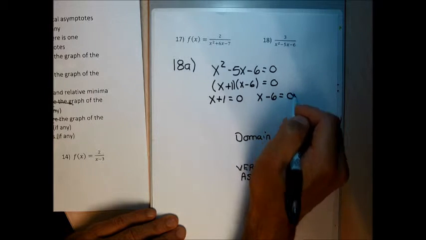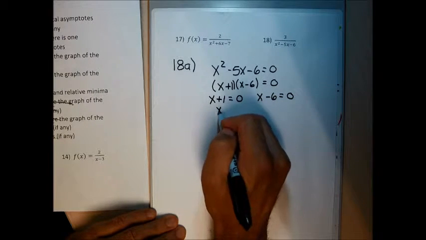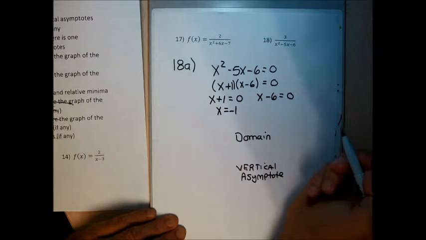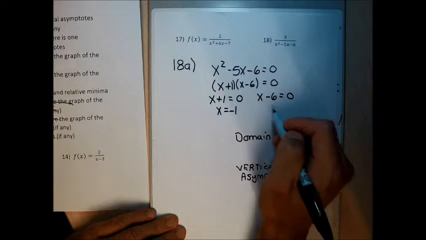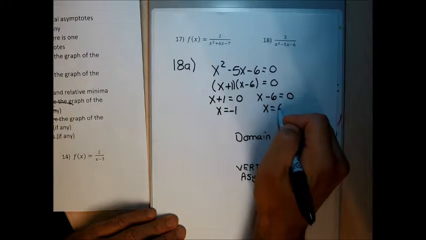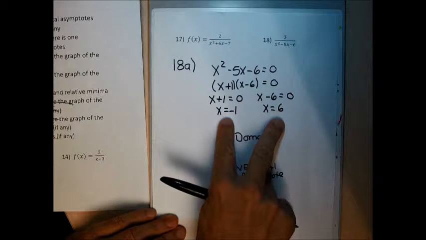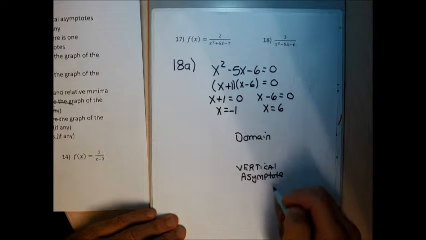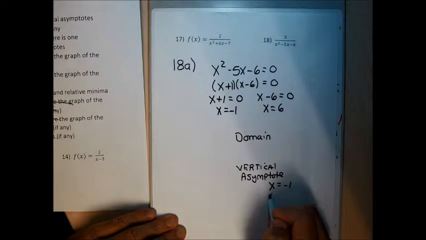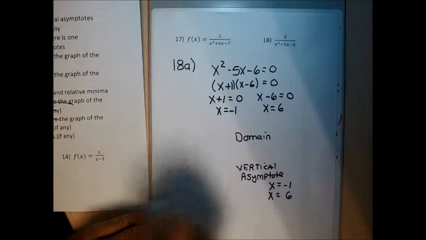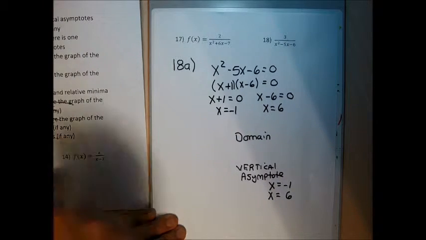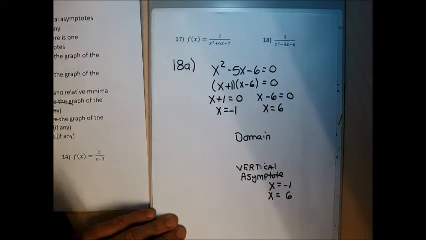When you set the factor of x plus 1 equal to 0, you get x equal to negative 1. And when you set x minus 6 equal to 0, you get x equal to 6. The algebra for finding the domain of a fraction for our class will give me the equations of any vertical asymptotes. It doesn't give me the domain written in a very nice way, but it gives me the numbers that need to be shoved into my domain.